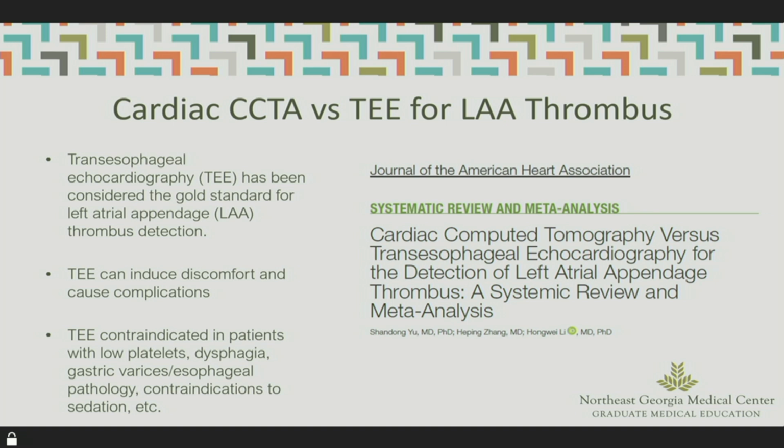So how does cardiac CT compare with TEE for left atrial appendage thrombus evaluation? Well, TEE has for a long time been noted as the gold standard for left atrial appendage thrombus detection. But TEE has its own risks and complications, right? It can induce discomfort and complications, and it's contraindicated in patients with low platelets, dysphagia, gastric varices, or those that have contraindications to sedation. So in 2021, a meta-analysis reviewed 27 studies from 1977 to 2021, about 7,000 patients, and it showed that cardiac CT with delayed imaging is non-inferior to TEE for evaluation for thrombus.